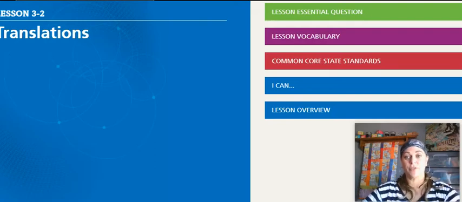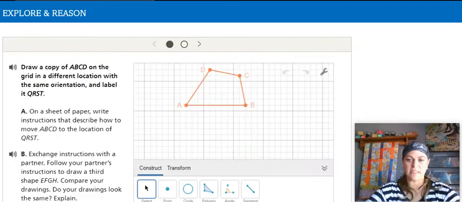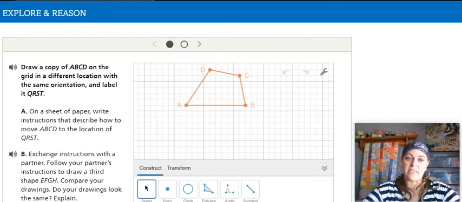Lesson 3.2, Translations. This lesson starts out with a little descriptive activity. So it says, draw a copy of ABCD, the polygon ABCD, on the grid in a different location.